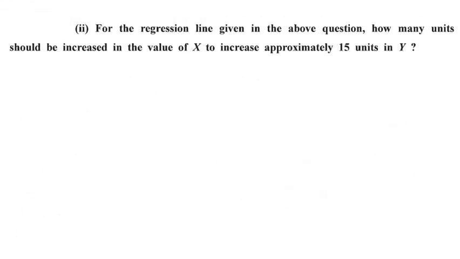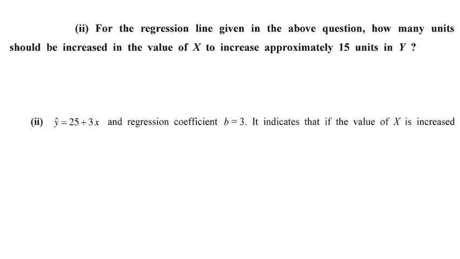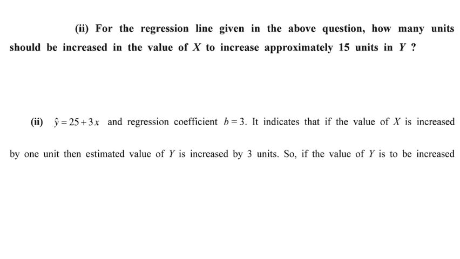The second sum for the same illustration: in the above regression line equation, how many units should x be increased to increase the value of y by approximately 15 units? Now as you can see, the regression line was 25 plus 3x, and the regression coefficient b is 3. That indicates that if the value of x is increased by 1 unit, the value of y is increased by 3 units. Once again, b is 3. That means if I take x as 1, 1 into 3, y will be 3. If I take x as 2, 3 into 2, y will be 6. That means an increase of 3 units. So if I increase x by 1 unit, the value of y will increase by 3 units.